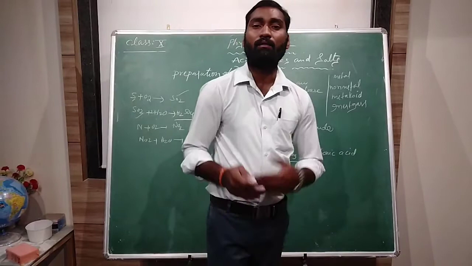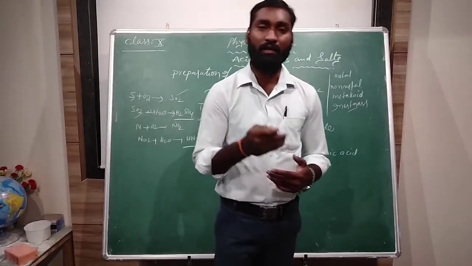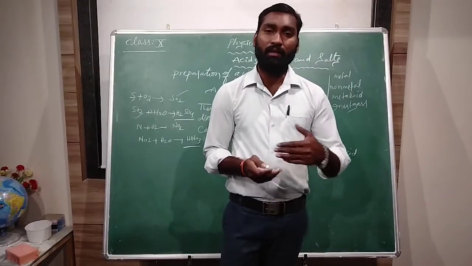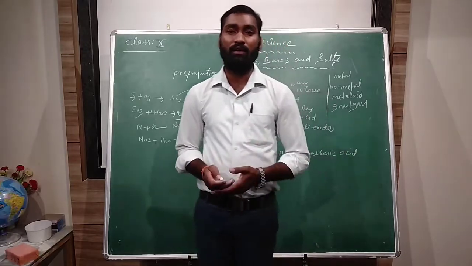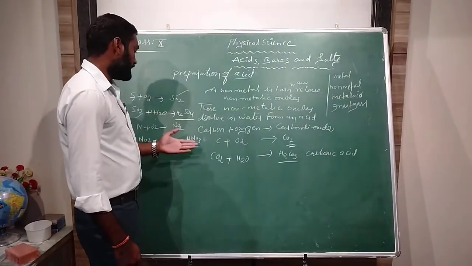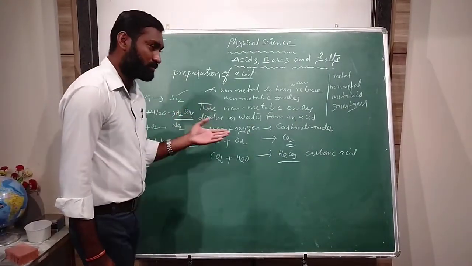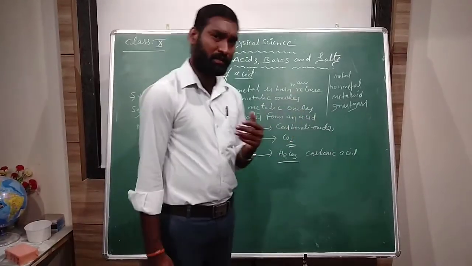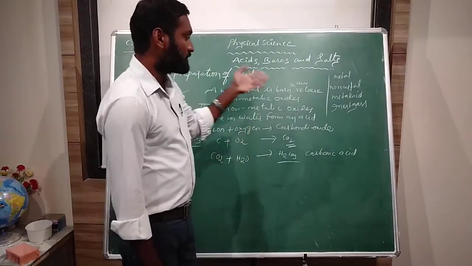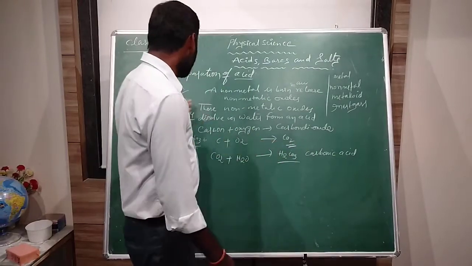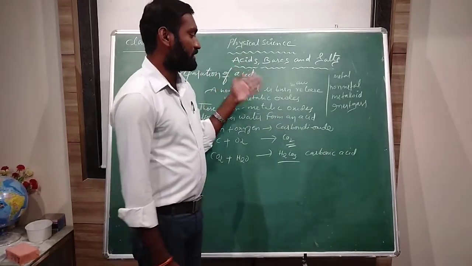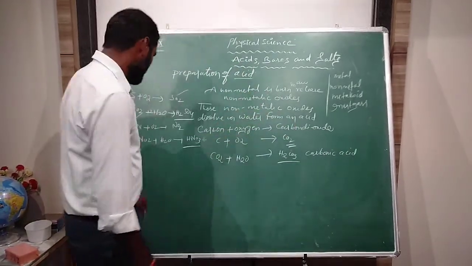So whenever a non-metal reacts with oxygen, it forms a non-metallic oxide. This non-metallic oxide reacts with water, meaning it dissolves in water, and releases acids like carbonic acid, sulfuric acid, and nitric acid. Like phosphorus pentoxide, phosphoric acid is formed. Non-metals such as carbon, sulfur, nitrogen, and phosphorus are examples. These non-metals react with oxygen and form non-metallic oxides.